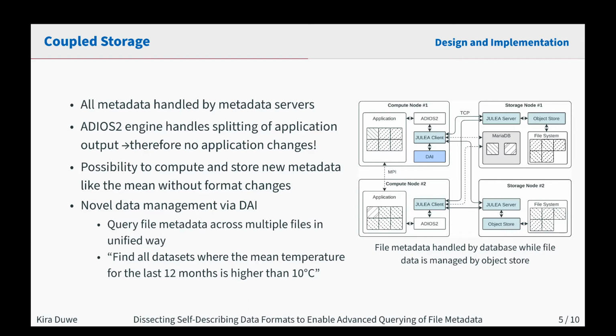For example, we extended the statistical data that is captured for every ADIOS2 variable to also contain the mean value. And furthermore, we provide a new interface called the Data Analysis Interface, short DAI, and it allows us to access the file metadata directly and makes querying it easier, even across multiple files. For example, finding all datasets where the mean temperature for the last 12 months has been higher than 10 degrees Celsius.